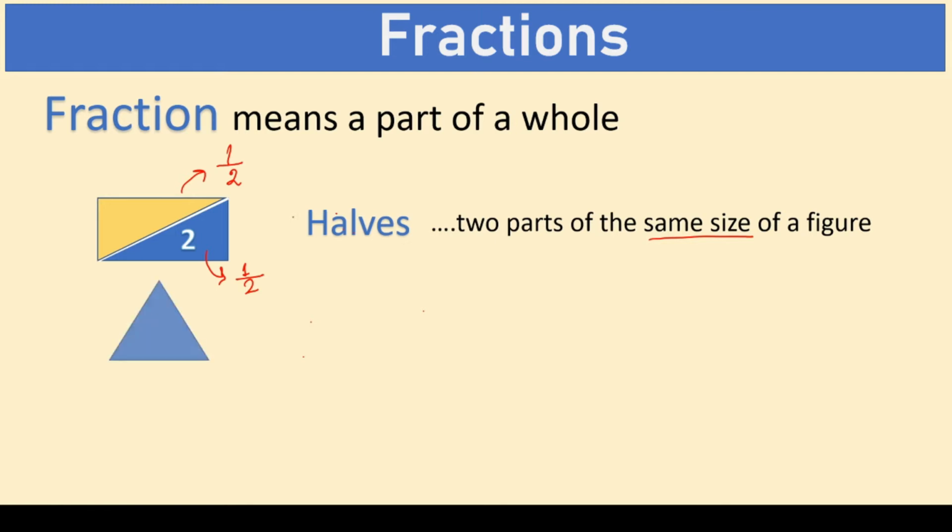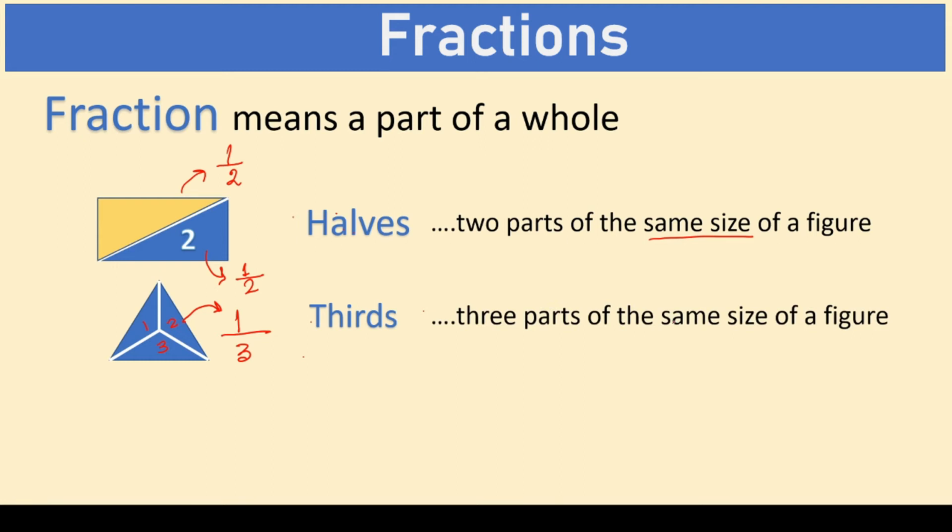Similarly, say if we take a triangle and divide it into 3 equal parts, then one part of it would be equal to 1 out of 1, 2 and 3. So 1 out of 3 parts. So these are called thirds, meaning 3 parts of the same size of a figure. Here same size is most important.